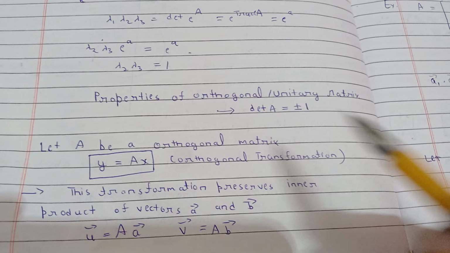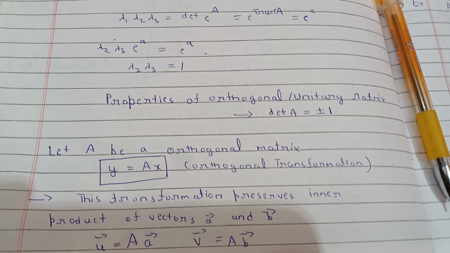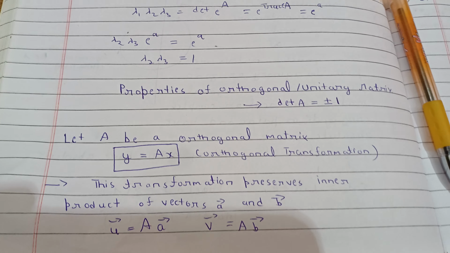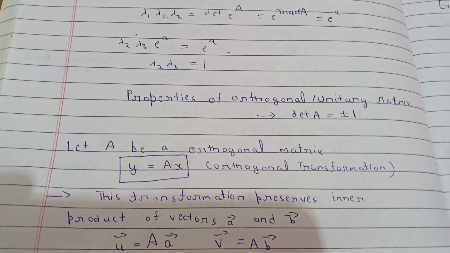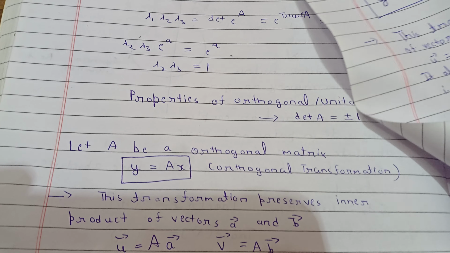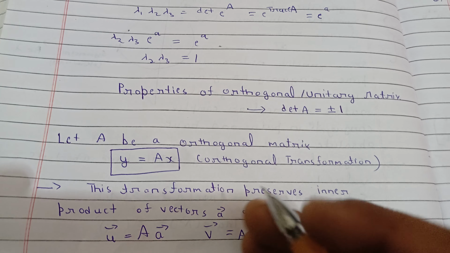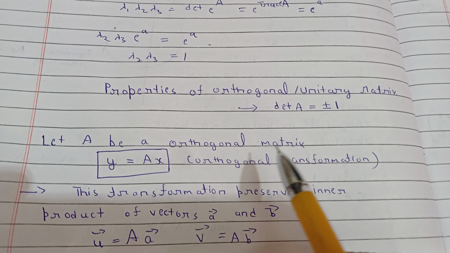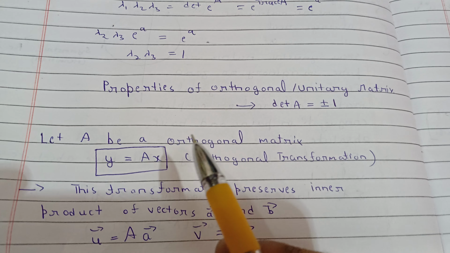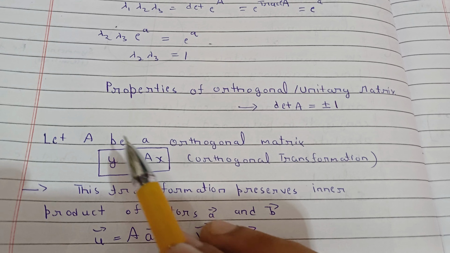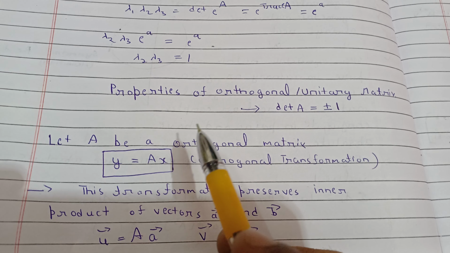Determinant of an orthogonal or unitary matrix will always be equal to plus minus 1. Just remember this. Okay, now let's see some transformation equations of orthogonal and unitary matrix. Let A be an orthogonal matrix. I told you already what an orthogonal matrix is: A transpose A equal to I, which means A transpose should be equal to A inverse.